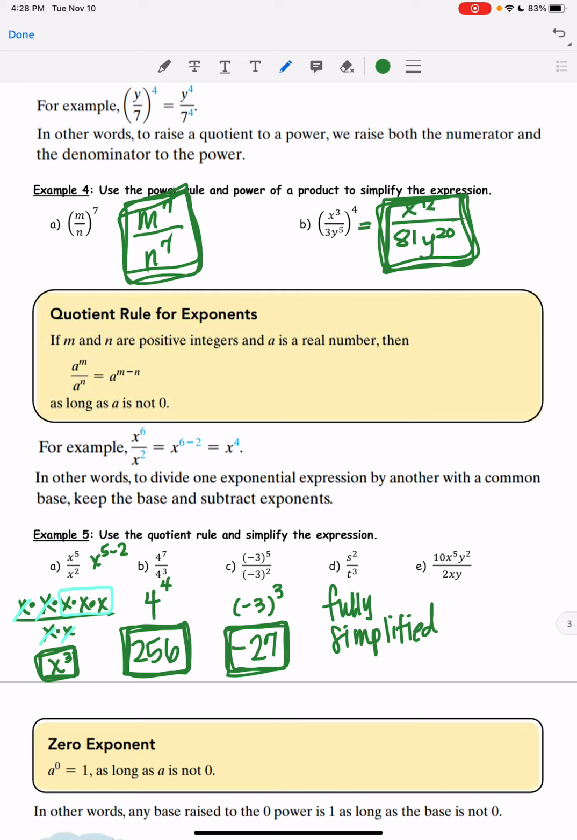Okay, and then on E, when you have those coefficients, treat them how we always have. Whenever I have 10 over 2, that becomes 5, right? I'm dividing. You don't subtract, that doesn't become 8. 10 divided by 2 is 5. So I've got 5. We've got x to the 5th and x. So 5 minus 1 gives me x to the 4th. And then y squared over y. 2 minus 1 is 1, so y.